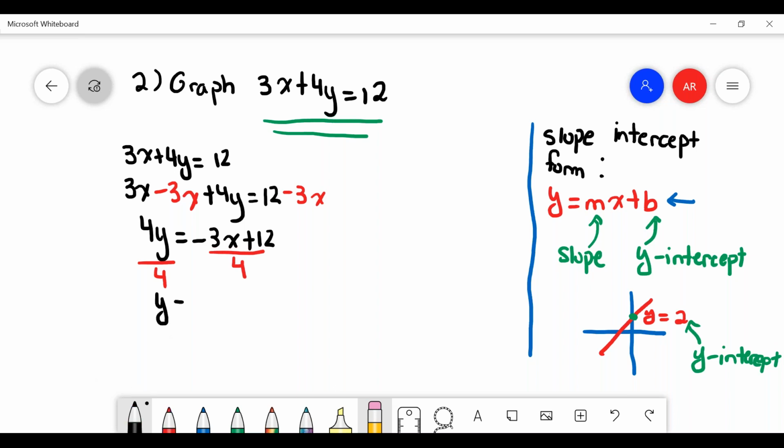So 4y divided by 4 is simply y, that's equal to minus 3 over 4x plus 3. And I just did this because whenever you see multiple terms in the numerator being divided by one single thing in the denominator, you can divide each term in the numerator by that term in the denominator. And that is what I've done. I've done minus 3x divided by 4 plus 12 divided by 4. 12 divided by 4 is actually 3, so I've written plus 3 there.